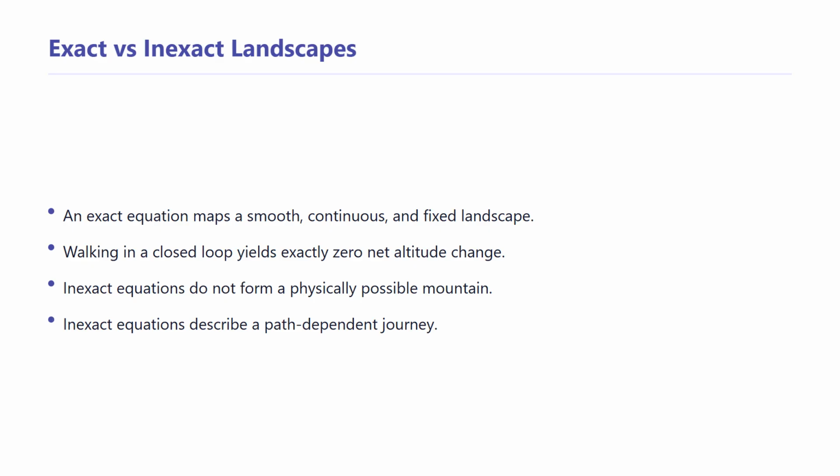Now that we have our mountain, what makes it exact? An exact equation is like a perfectly mapped mountain where all local slopes align into a single, smooth landscape. If you walk in a closed loop and return to your exact starting spot, your net change in altitude is guaranteed to be exactly zero. However, if the slopes we are given do not match up to form a real, physically possible mountain, the equation is inexact. This means it describes a journey that depends entirely on the path you take, rather than a fixed landscape.